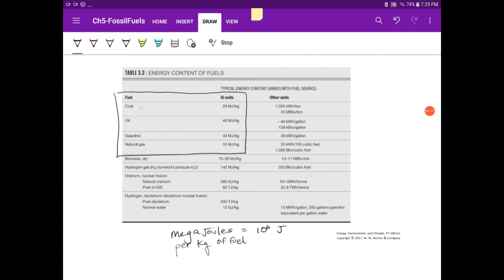So for example, with coal, this is 29 megajoules per kilogram of coal. And for oil, it's 43 megajoules per kilogram of oil. And oil and coal, because they're different densities, the same number of kilograms is a very different volume when it comes to coal versus oil.